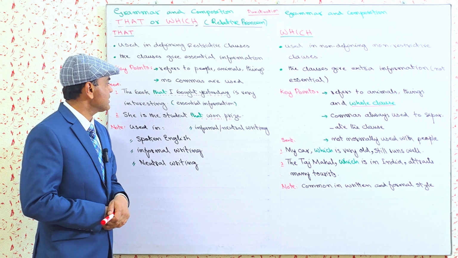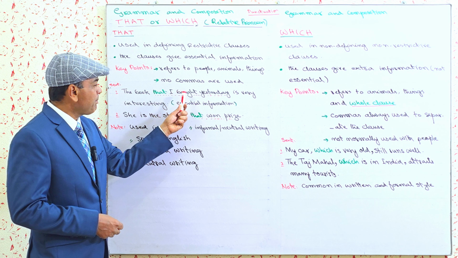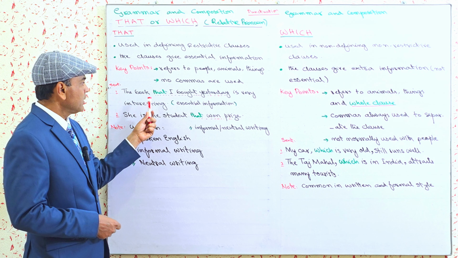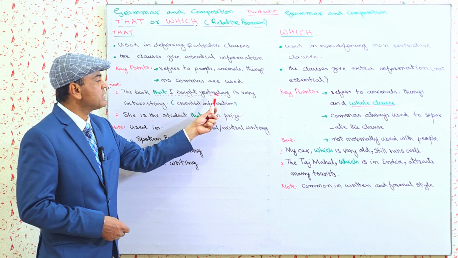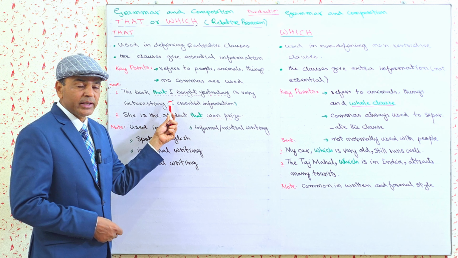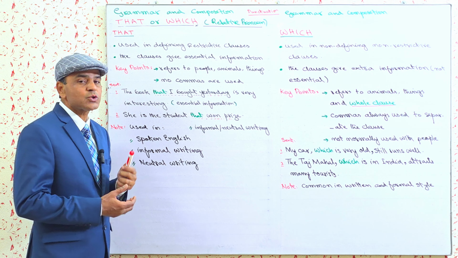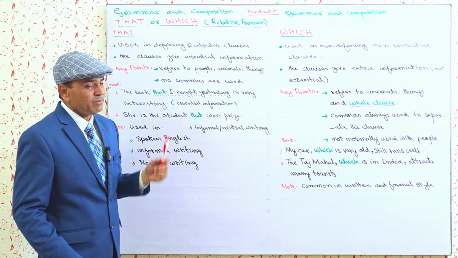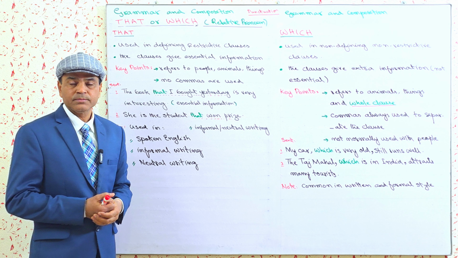The first sentence is, the book that I bought yesterday is very interesting. Here the clause is that I bought yesterday. I have already underlined it with red dots. And the clause has been introduced by the word that, which is actually a relative pronoun. But this clause gives essential information.